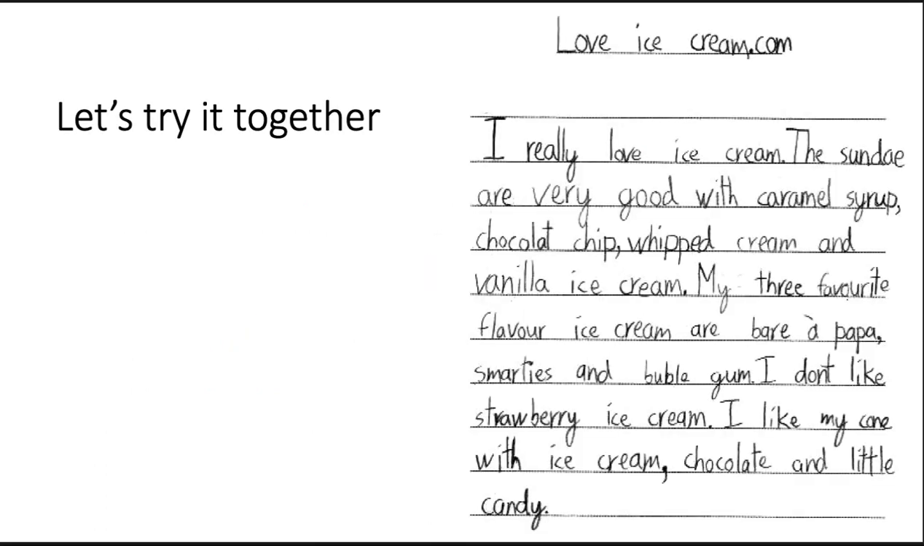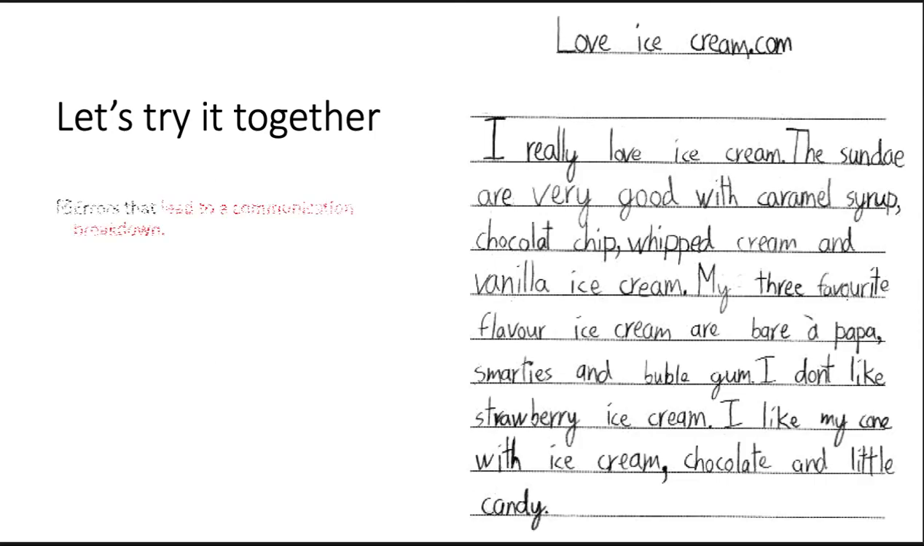Have a look at this text. Do you notice the errors that lead to a communication breakdown? That's right. In this text, the student says, my 3 favorite flavor, ice cream, are Bar a Papa, Smarties, and Bubblegum. Now, the biggest error here is that no English speaker would really understand Bar a Papa unless they also spoke French. So this is the one we really need to correct first.